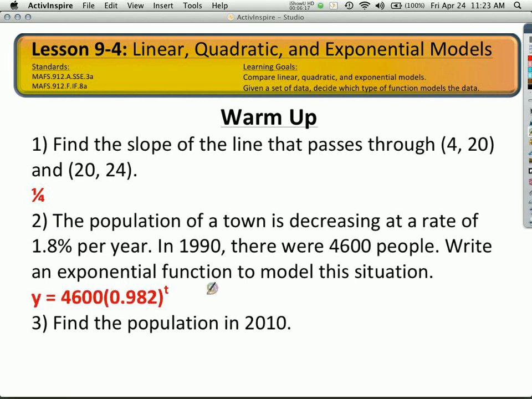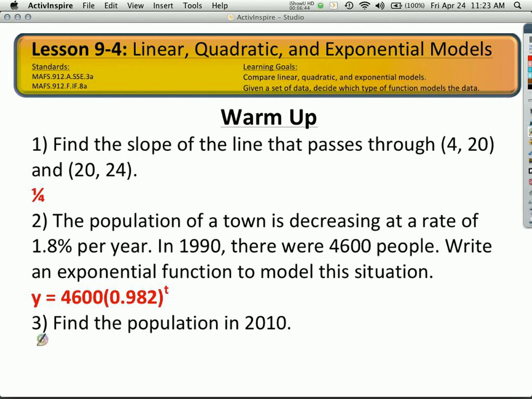So I got y equals 4,600 times 0.982 to the t power. That's fine. I understand you weren't sure what I was asking. You said model. When I ask for an exponential function to model this situation, that means you're taking the details of this scenario and using the model that we learned.